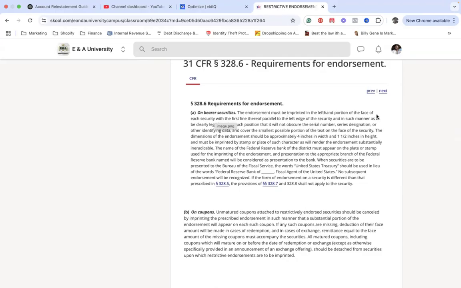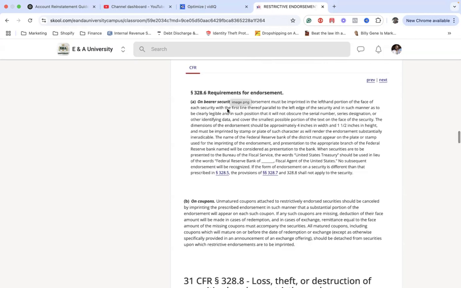On the left hand portion of the face of the security, with the first line thereof parallel to the left edge of the security. So it needs to be on the left hand side, parallel with the left edge of the actual bill or bond that we're getting, right? And in such manner as to be clearly legible, in such position that will not obscure the serial number. So you can't block the serial number or anything like that, because that's not actually going to meet its requirements, right? So you want to be very cautious of that stuff.